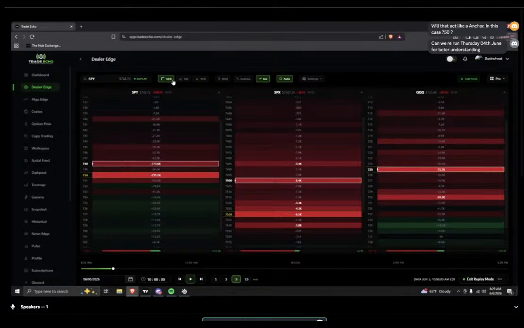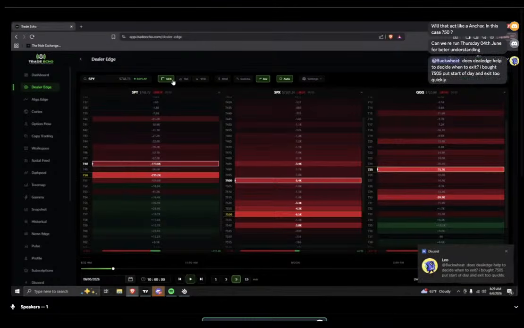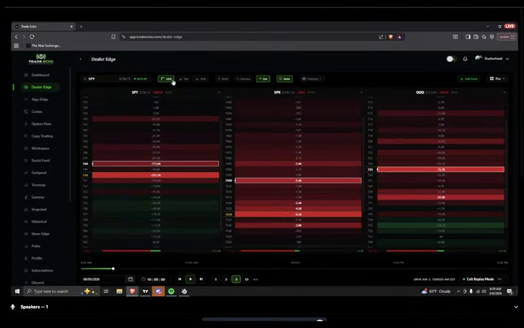Would you apply the same magnets and levels from QQQ to NDX? Yeah, you can use that. You just got to translate it. I use QQQ and NDX side by side and compare them, and they're pretty on point.